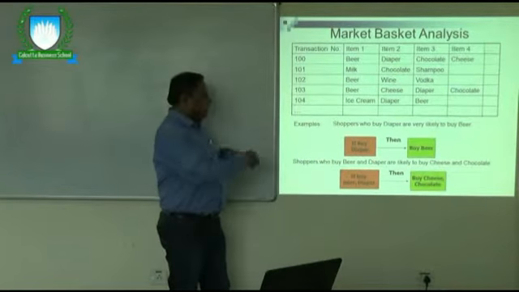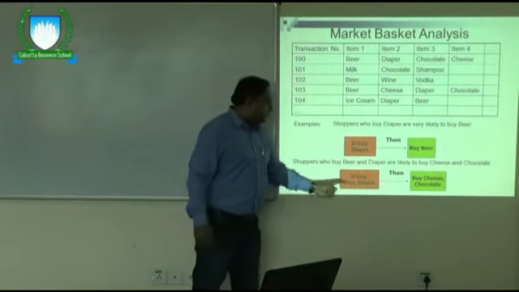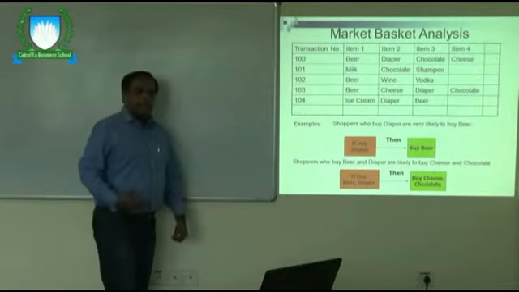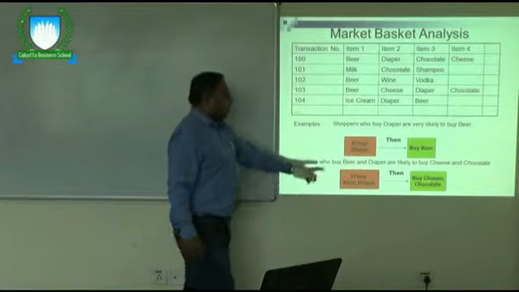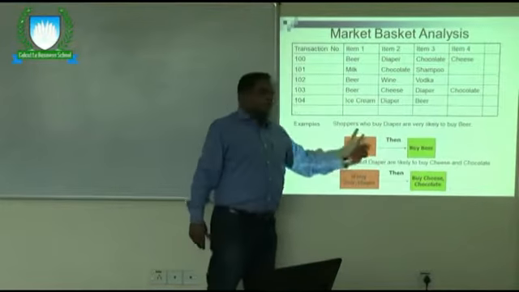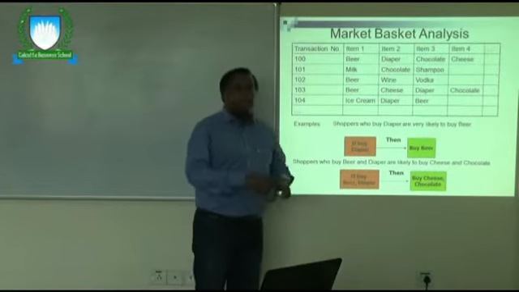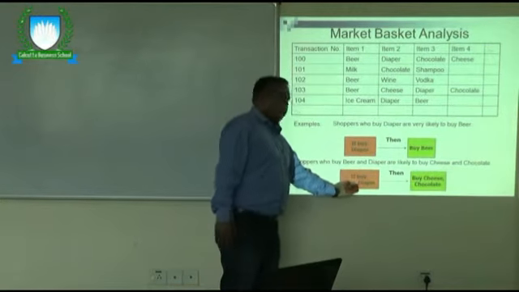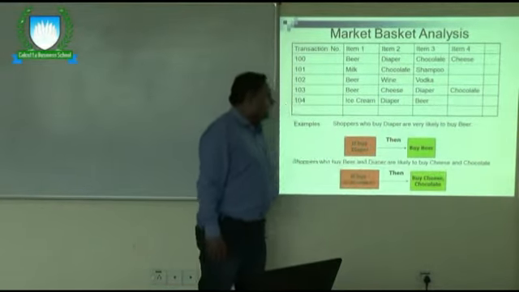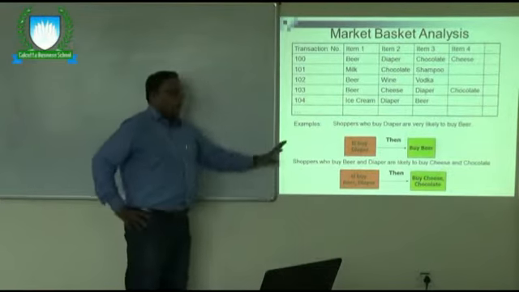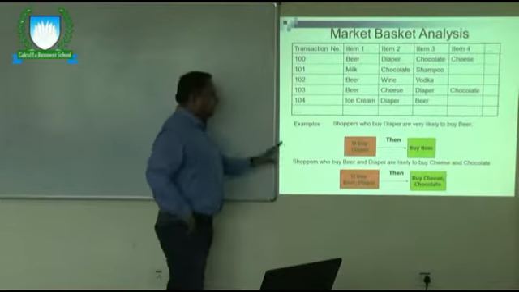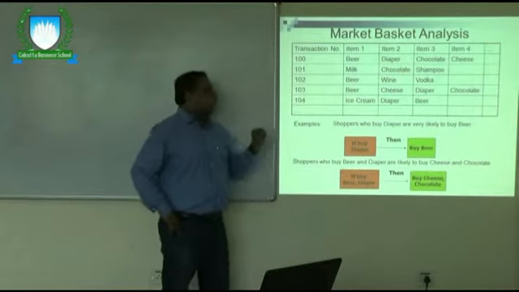There is a rectangular box on the left side. If buy beer and diaper, then there is an arrow pointing towards the right, with a clause then, and then we have got another rectangle where we show which of the items the customers are likely to buy if they buy this. Okay, so buy cheese and chocolate. Now these are all illustrative examples. I am not saying that these are real world, but we are trying to catch the real world information this way.